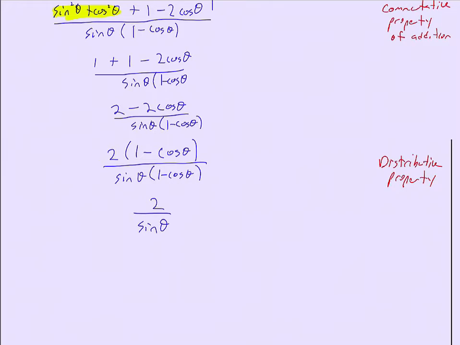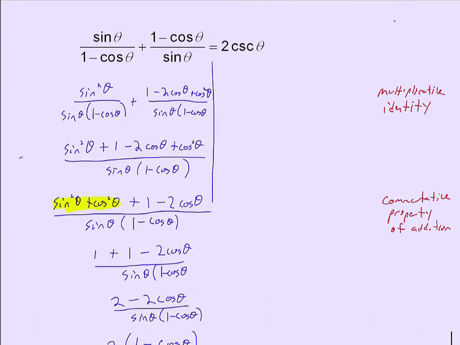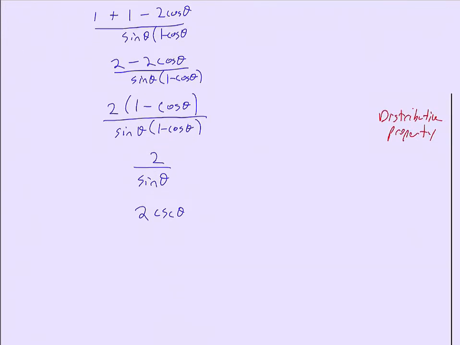And there we have 2 times 1 over sine theta, which is 2 times cosecant theta. And hey, that is exactly what we were looking for. I know it took a long while to get there, but we have verified this identity too.